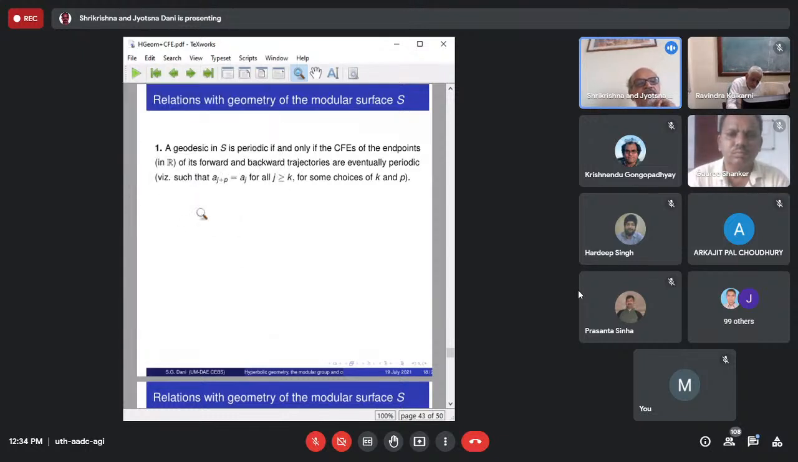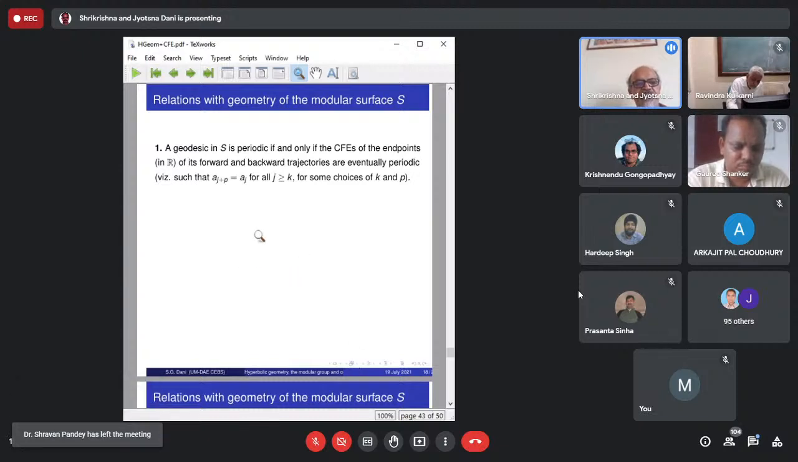Now the relation of this with the geometry of the modular surface. A geodesic in S is periodic if and only if the continued fraction expansions of the forward and backward trajectories are eventually periodic. So what we are talking about now is the interrelation between these, rather than going back to the diagram, which seems a bit complicated.